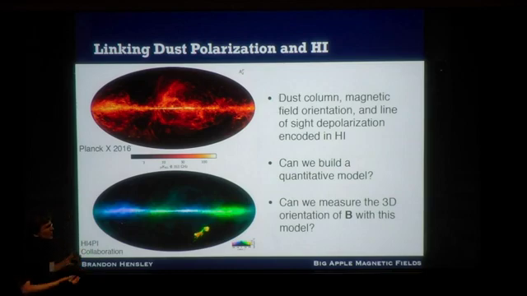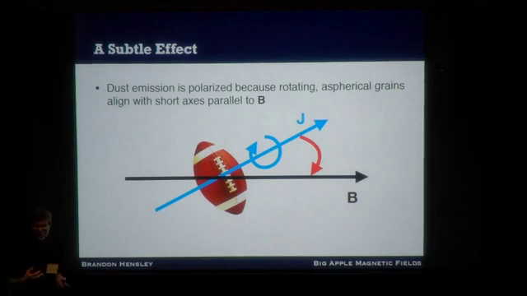And so, we have all this information in the H1, so we'd like to relate the H1 maps to the dust polarization maps in a very quantitative way. One of the aims would be, can we measure the 3D magnetic field orientation? Naturally, with the dust polarization angles, you get the 2D plane of sky projected magnetic field orientation. But if we really understood dust polarization fractions in particular, then we could actually infer what that line of sight angle is.